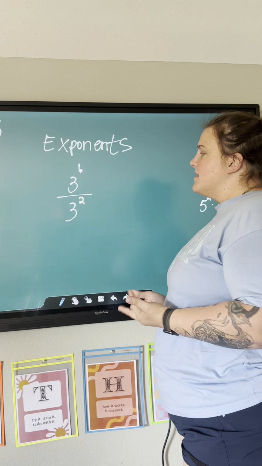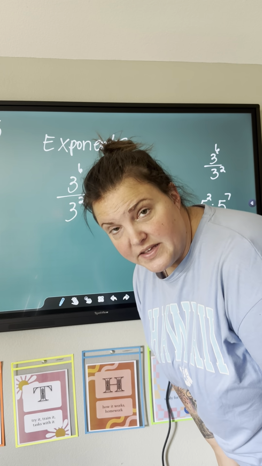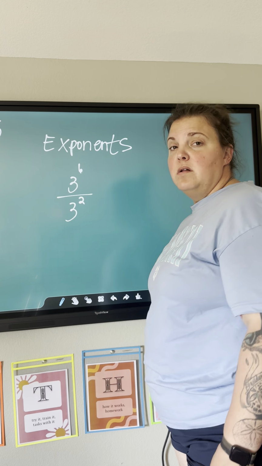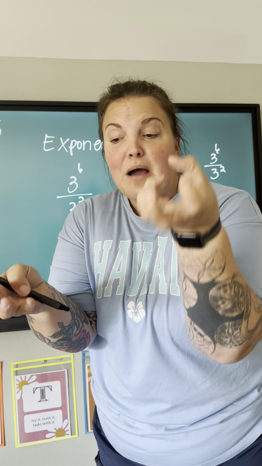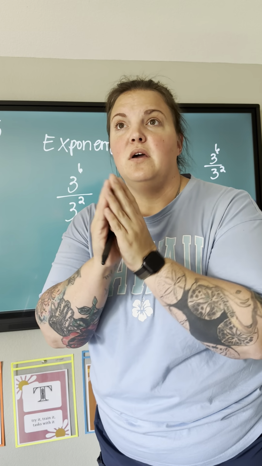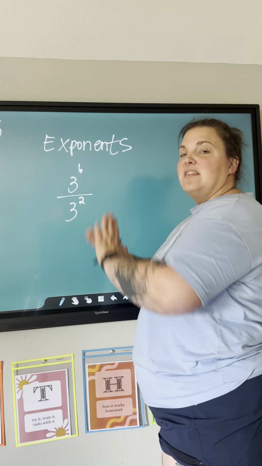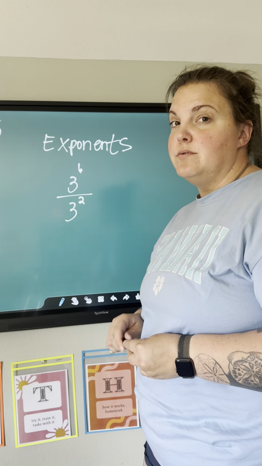3 to the 6th divided by 3 to the 2nd. That's a fraction, Miss Vaughn. Yeah, we talked about this. Division and fractions, kind of the same thing. Part out of a whole. Division is taking a part out of a whole, right? How many times does 3 go into 27? A part out of a whole. So a fraction is a part out of a whole. They're the same thing. Nobody told me that when I was your age.